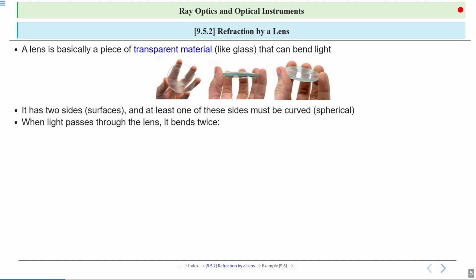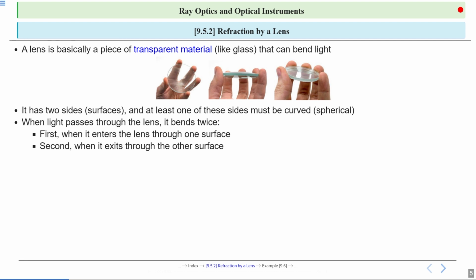When light passes through the lens, it bends twice. When it enters the lens through one surface, when light is incident on one surface, then it bends first. Then again it will bend when it exits through the other surface. So it will bend when it enters from one medium to another medium, that is, from the outside medium to the medium of the lens. So it will bend once. Then again, on the second surface, it will exit the lens, going from the lens medium to another medium. Then it will bend again. So it will bend twice.